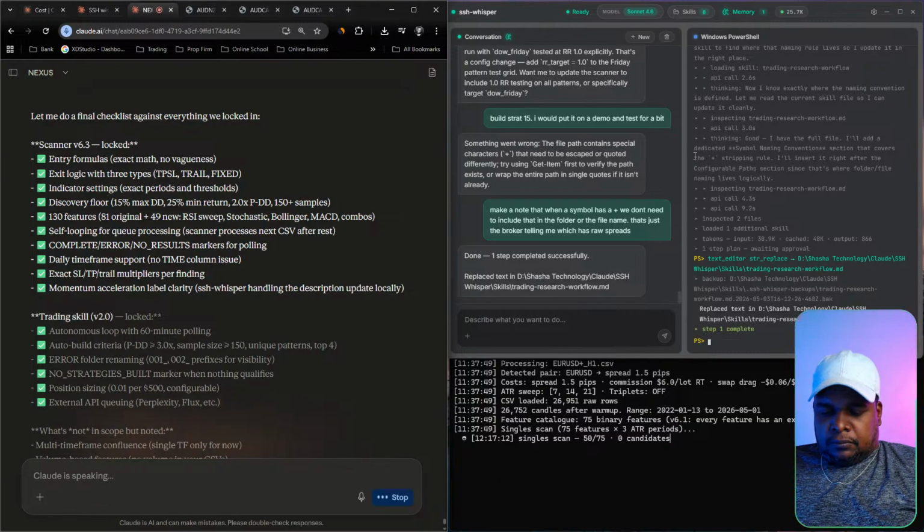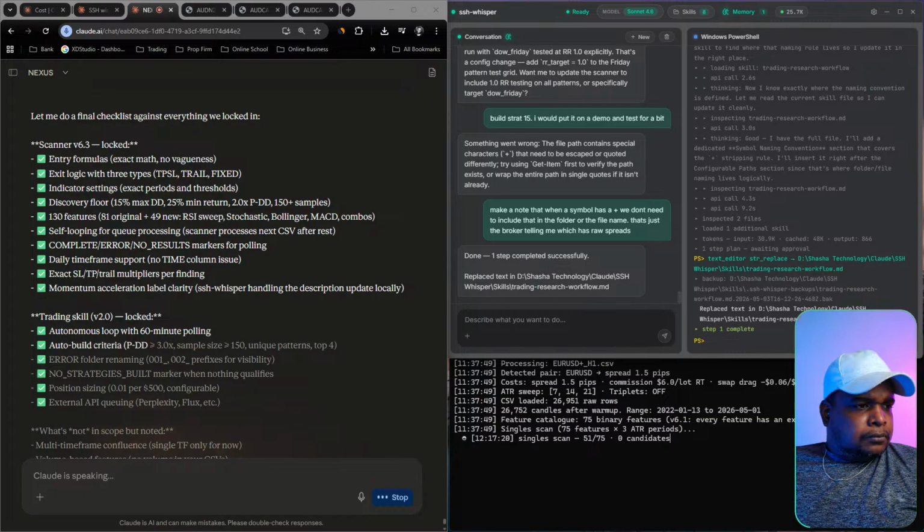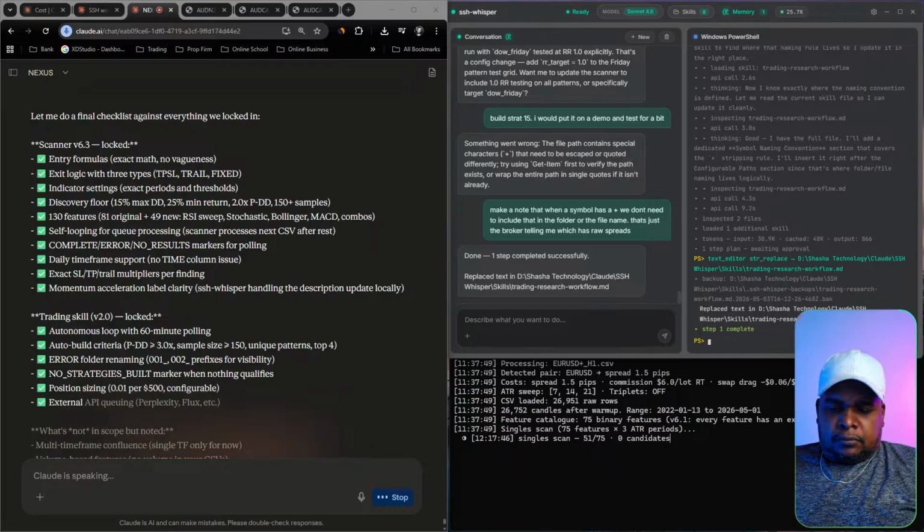Trading skill V2.0, locked. Autonomous loop with 60-minute polling. Auto-built criteria: PDD 3.0x, sample size 150, unique patterns, top 4, error folder, renaming with 001, 0002 prefixes for visibility. No strategies built, Ultra Excel marker when nothing qualifies. Position sizing, 0.01 per $500 configurable. External API queuing, Perplexity, Flux, etc.